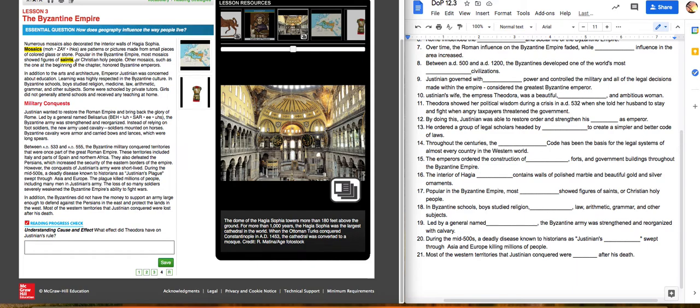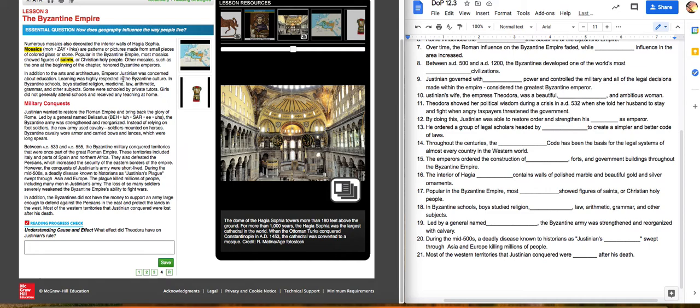What's a saint? A saint is a Christian holy person. Same thing we have for our definition in catechism class, guys. A saint is a holy person, somebody who's been sanctified, made holy. Now, a slight difference is most of these people think saints need to do something awesome. We don't believe that, guys, but we simply believe you need to have faith to be considered a saint. Other mosaics, such as the one at the beginning of the chapter, honored Byzantine emperors.